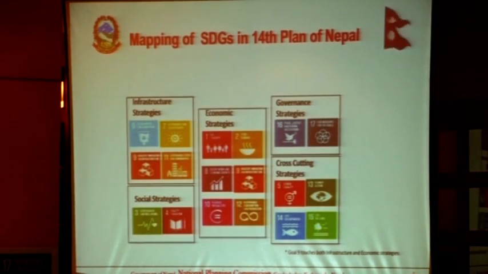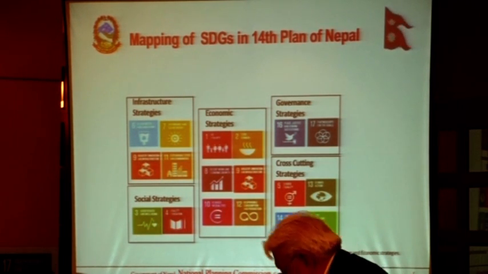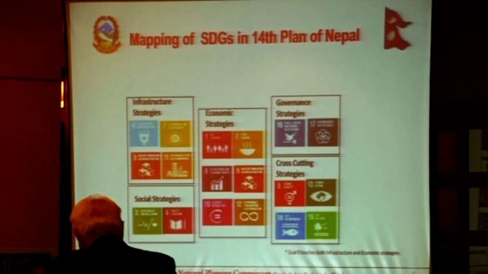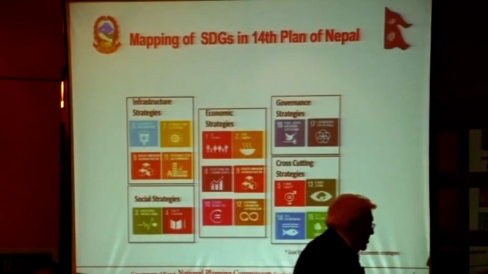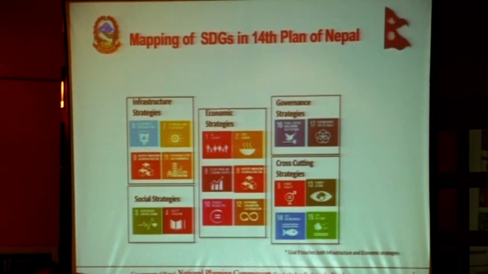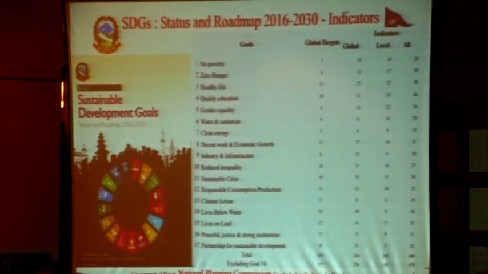Now this is the last year of our 14th plan, and we are working on the long-term development vision and the 15th five-year periodic plan from next year. In the 15th plan, the infrastructure strategies, economic strategies, governance strategies, social strategies, and cross-cutting issues are aligned with the SDGs, the 17 goals and 169 targets. This is our roadmap for SDG achievement 2016 to 2030, published by the National Planning Commission.